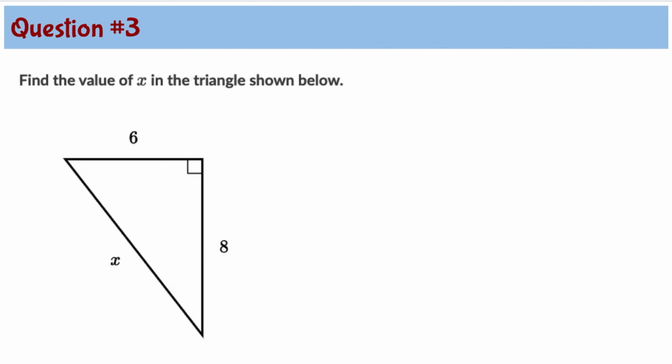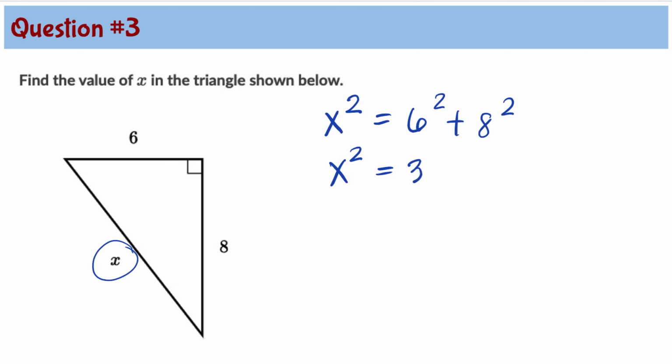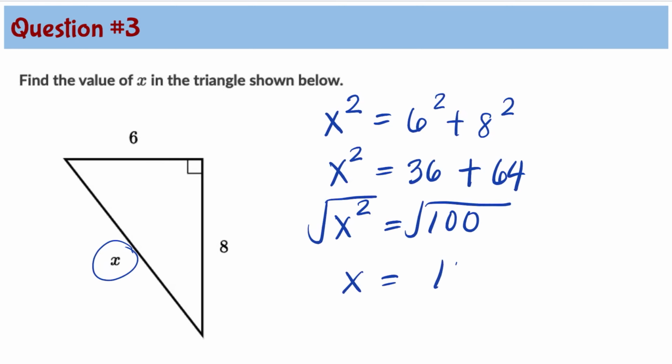Question number 3. Find the value of x in the triangle shown below. In this figure, which one is the hypotenuse? X, right? So since x is the hypotenuse, then we can set up the equation as x squared is equal to 6 squared plus 8 squared. So now we have x squared is equal to 36 plus 8 squared is 64. Adding 36 and 64, we get 100. And now we get the square root of both sides. And the square root of 100 is 10. So the value of x is 10 units.